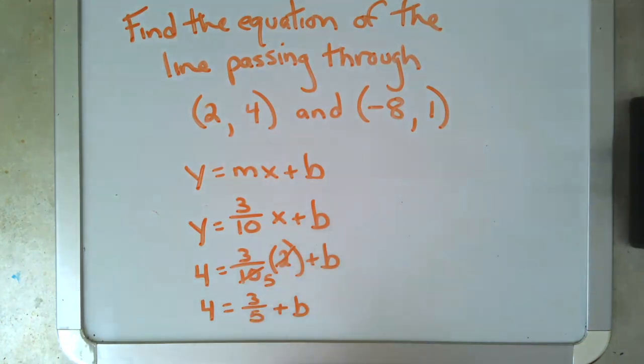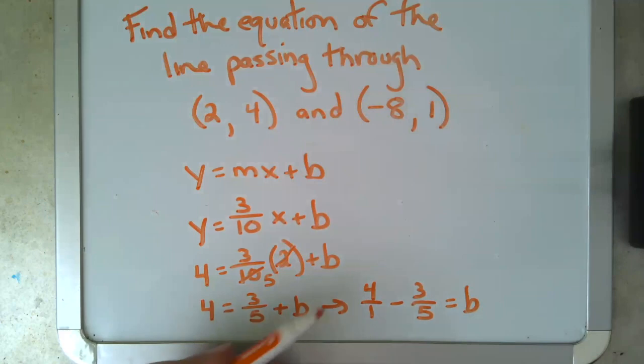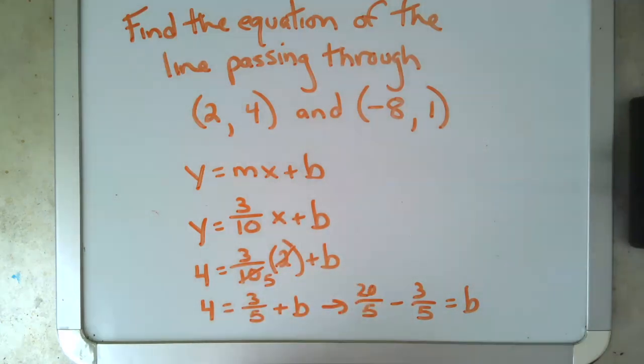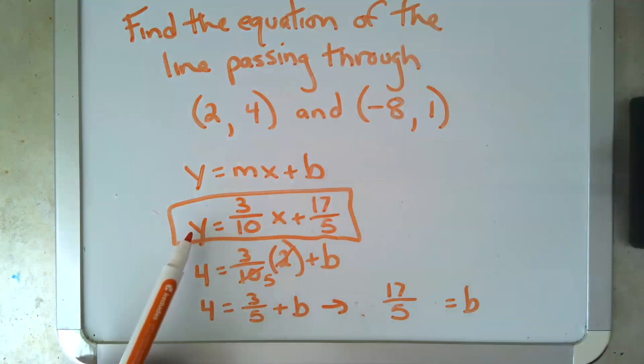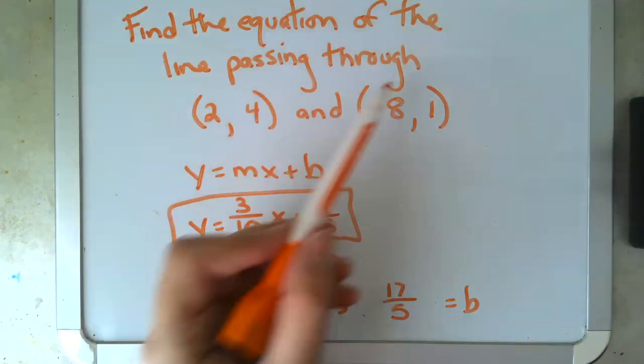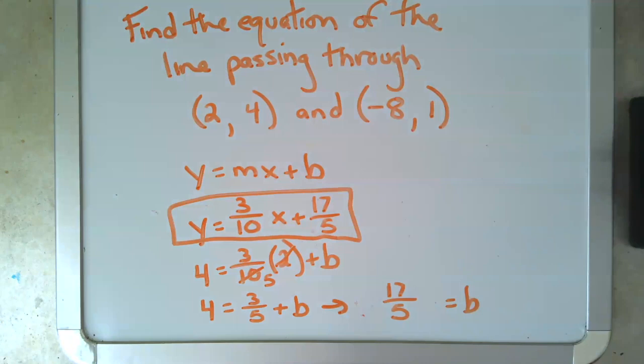So 3/5, and then my last step will be found by subtracting 3/5 from this 4. And then, of course, I need to get like denominators. So I'm going to multiply top and bottom by 5. And now I can do my subtraction. And so my b is an ugly 17/5, but nonetheless, I now can substitute that back into my equation for b and find that this is the equation for the line passing through these 2 points.